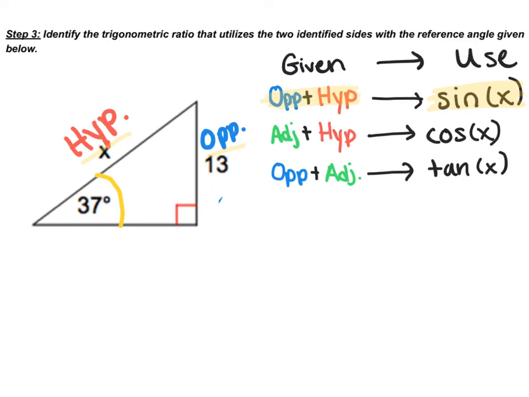So we're going to write sine, which we write as sin, of the angle. Now instead of writing x, we're going to fill in the 37. So we're going to write sine of 37. And that's your answer so far for this part.